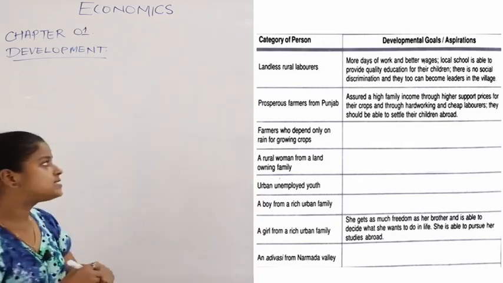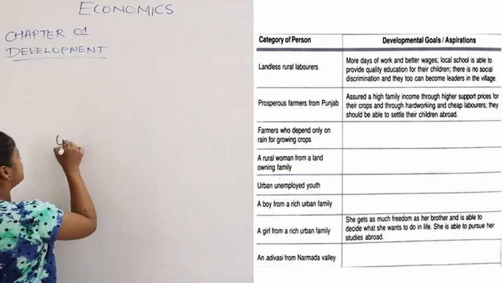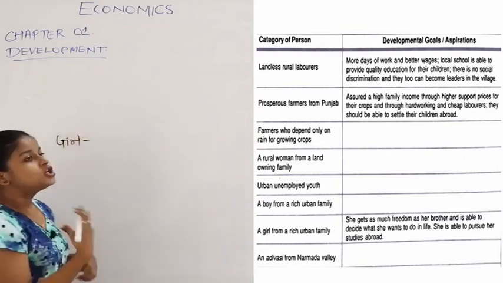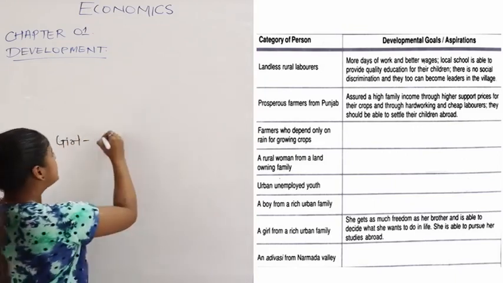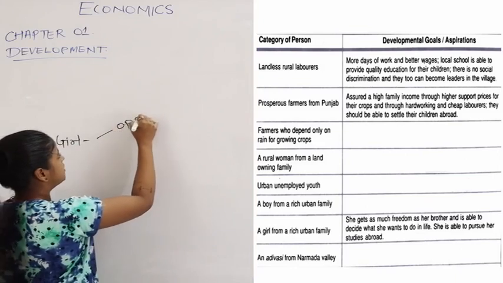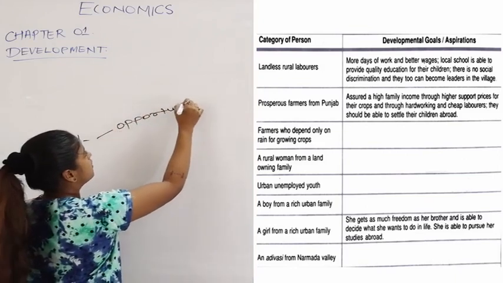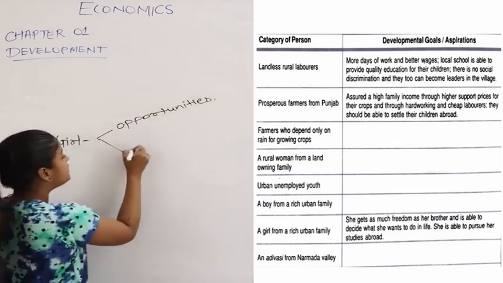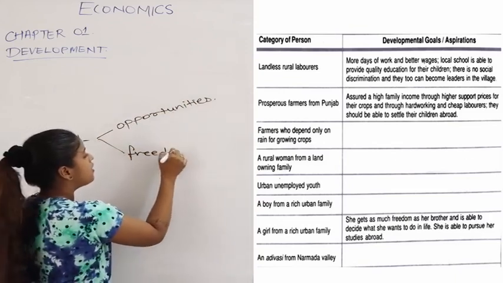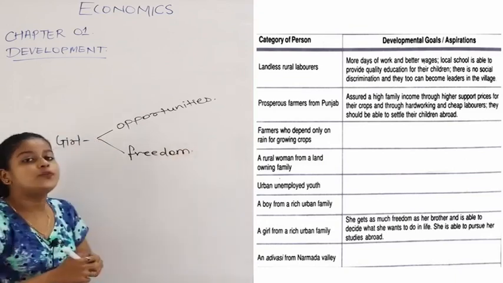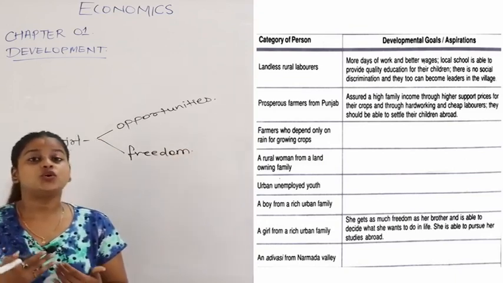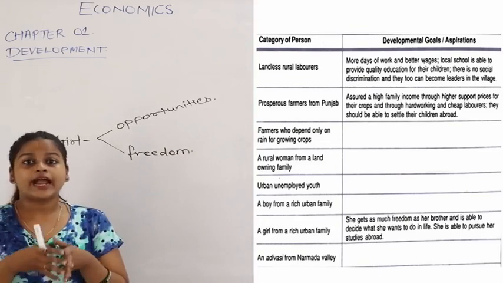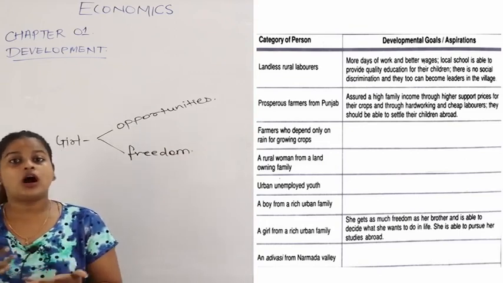Taking for example a girl, what will she need? She will need opportunities, and what else? She would need freedom. She would not want to be forced to work, or to stay at home and do all the household work.